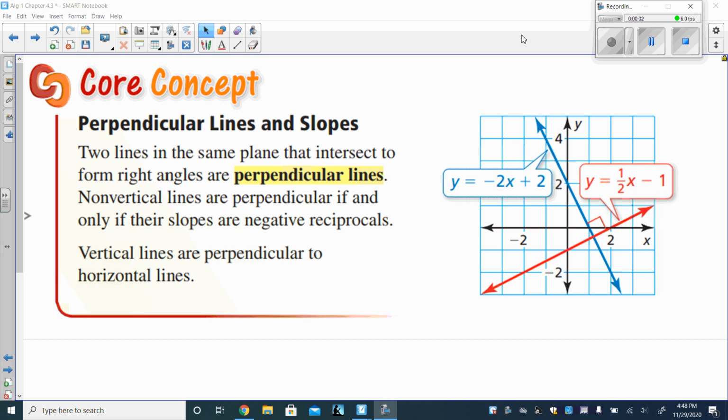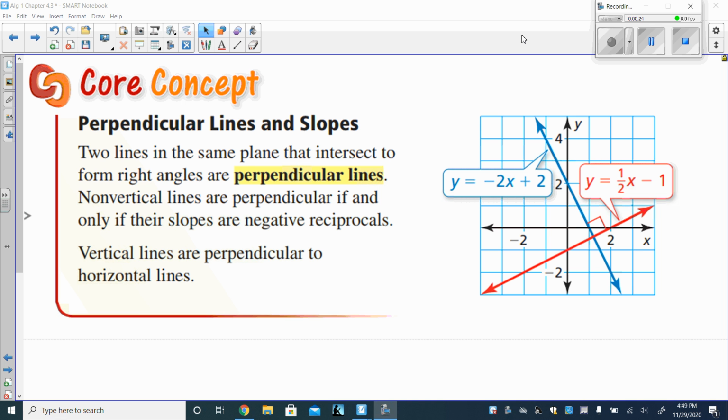All right, so we're continuing on with writing the equation of a line. What we did yesterday was write equations of lines that are parallel, finding parallel lines and using slopes to determine if two lines are parallel, and then using that and a point to find an equation. So what we're doing today is not dealing with parallel, but perpendicular.